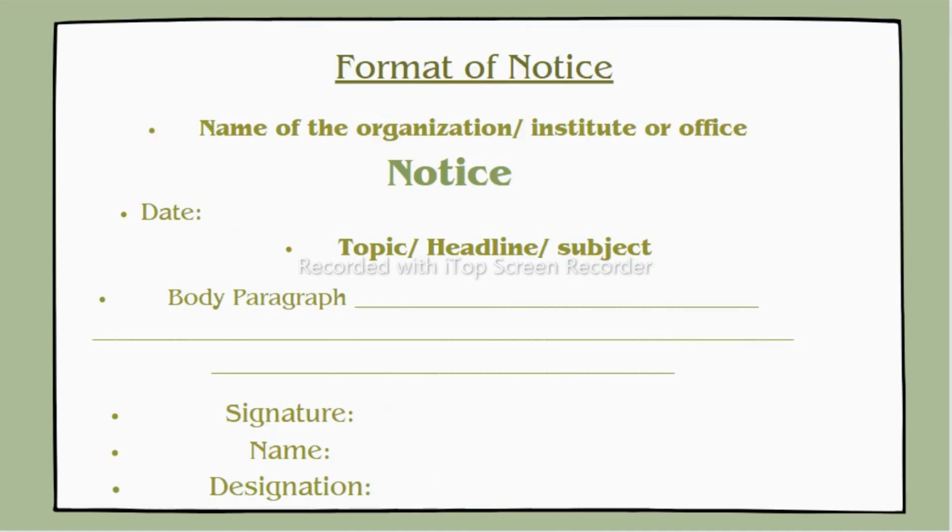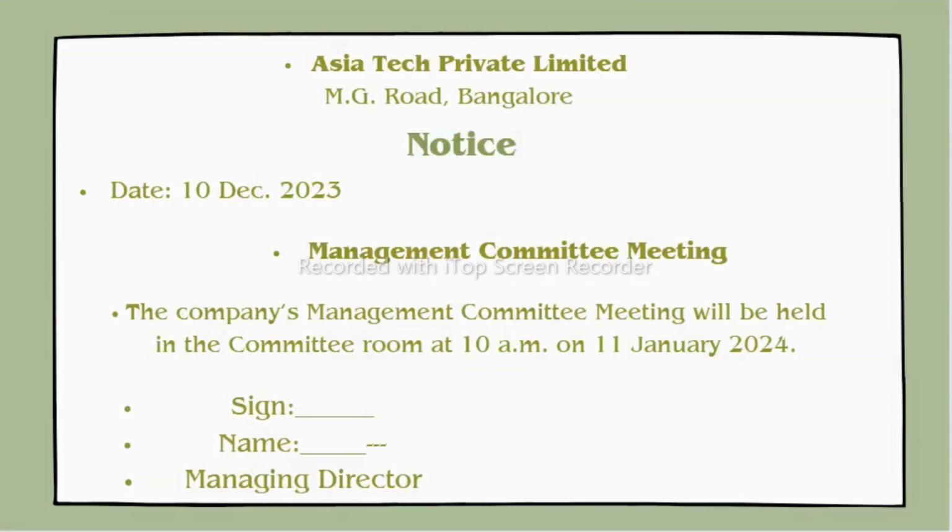Now let's see the sample of this notice. You can take a screenshot of this. Here, first of all, you have to write the office or organization or institute name. Here it is a company, Asia Tech Private Limited, MG Road, Bangalore. Then you have to write notice. Then after that you have to write the date. Then the subject: management committee meeting. That is the subject of this notice. Then you have to write the paragraph, whatever you want to say. Then the signature, then the name and the designation, that is, it is sent by the managing director. So it is very simple.